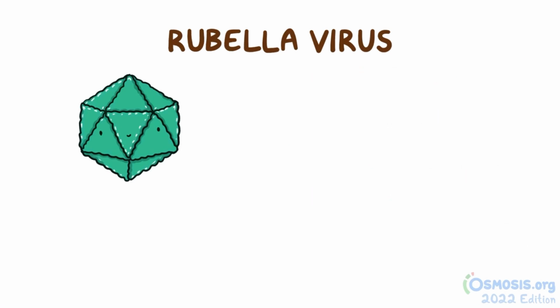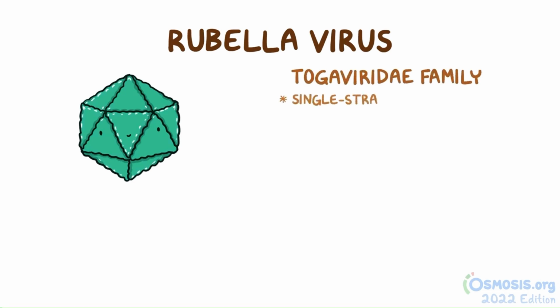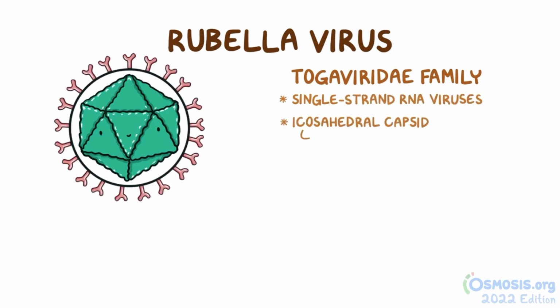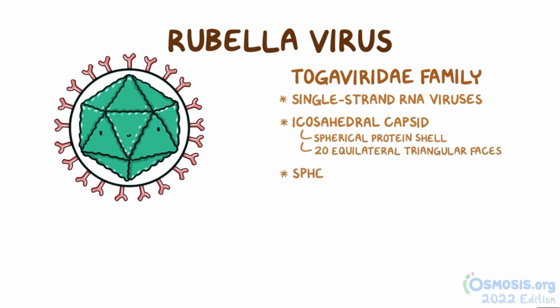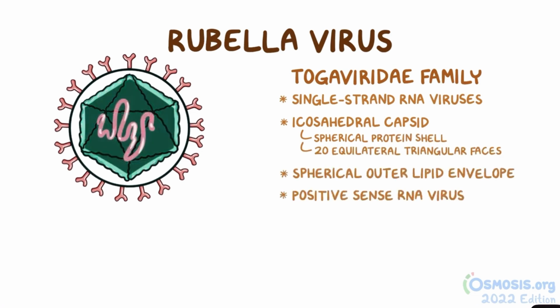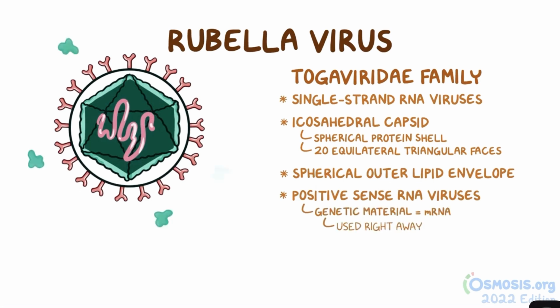The rubella virus is part of the Togaviridae family. Togaviruses are single-stranded RNA viruses surrounded by an icosahedral capsid, which is a spherical protein shell made up of about 20 equilateral triangular faces, all within a spherical outer lipid envelope. They're also positive-sense RNA viruses, which means that their genetic material is actually mRNA, so it can be used right away by the host cell to make viral proteins.